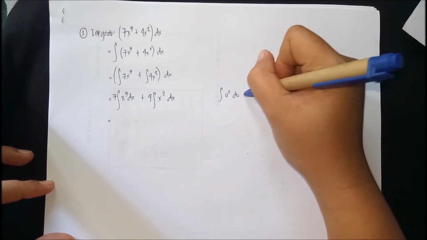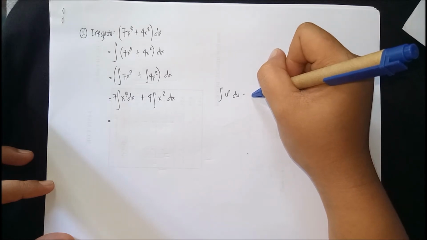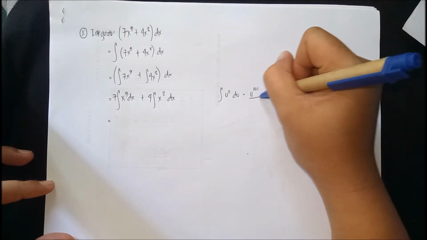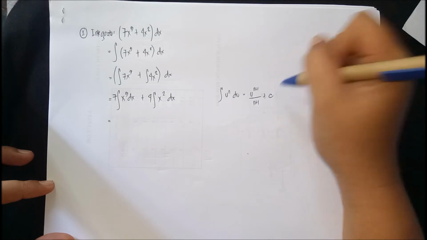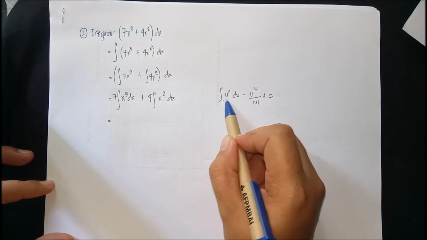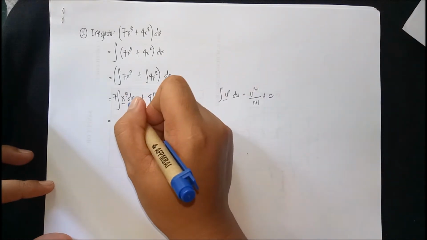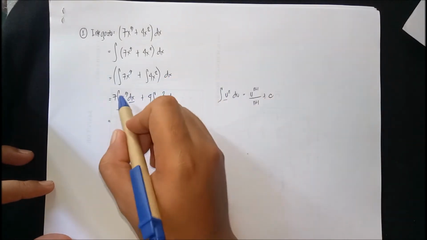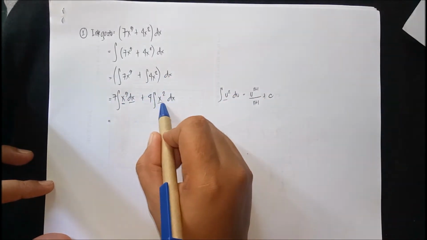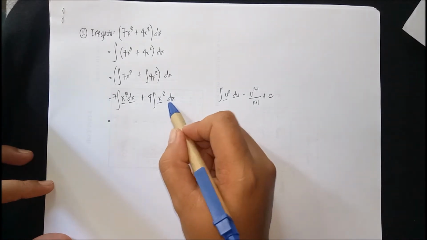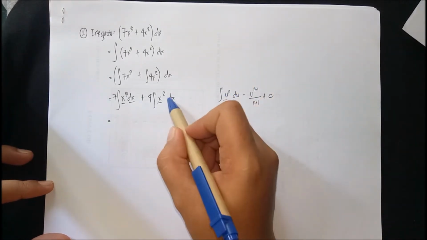u^n du is equal to u^(n+1) over n plus 1 plus c. So, take note plus yung u natin is itong x. Anong derivative ng x? dx. So, check. Yung n natin in this case is 3. For this one, yung u natin is x. Anong derivative ng x? dx. Correct. Yung n natin in this case is 2.